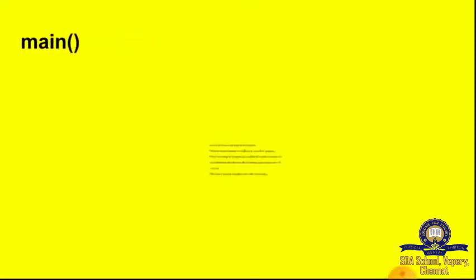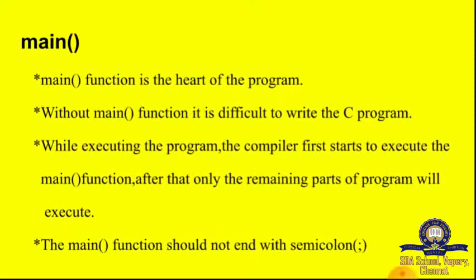Main function. Main function is the heart of the program. Without main function, it is difficult to write the C program. While executing the program, the compiler first starts to execute the main function. After that only, the remaining parts of program will execute. The main function should not end with semicolon.